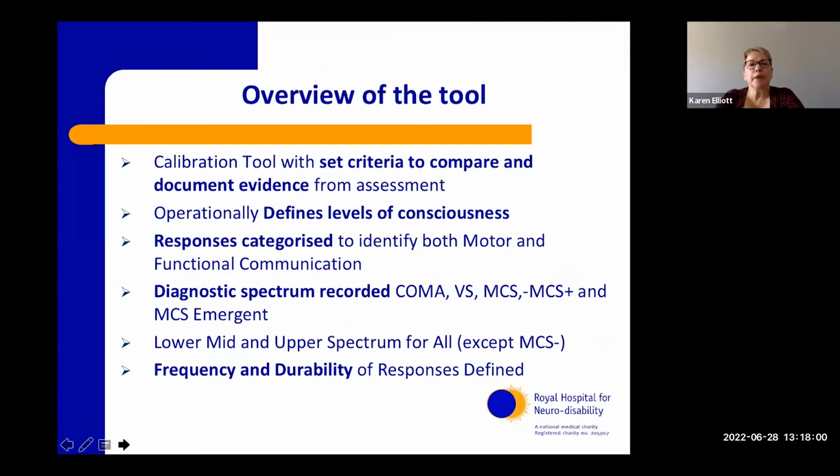So the overview of the tool, it is a calibration tool. It's not a standardised assessment. It is a tool for documenting what you've seen in other standardised assessments so that you have it on one clear document. It provides set criteria to compare and gives you documented evidence from each assessment. So it's like a summary, but it's like a summary that then gives you information for your interventions and for your decision-making with your patient.